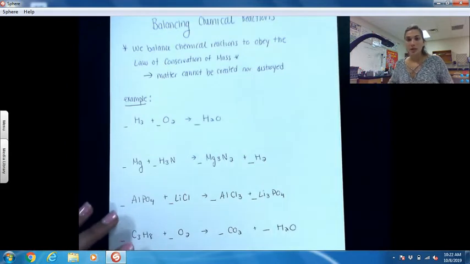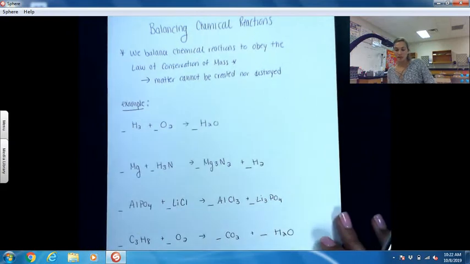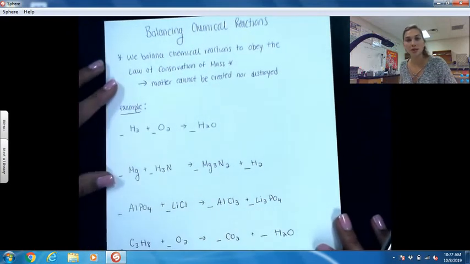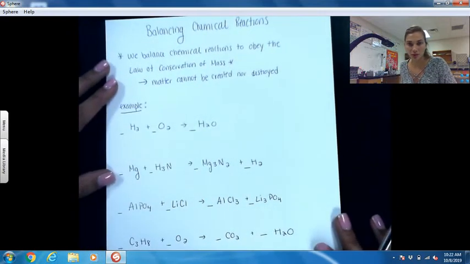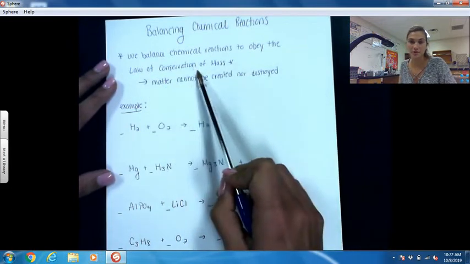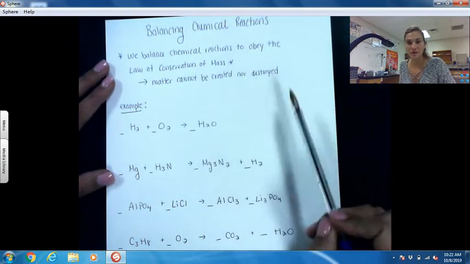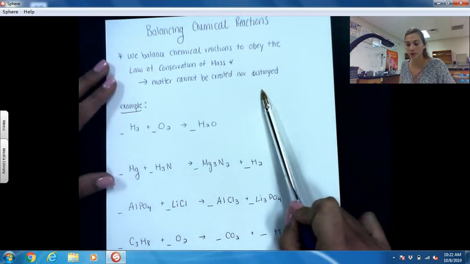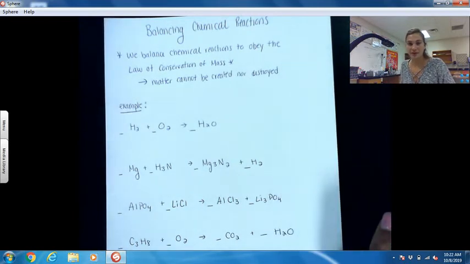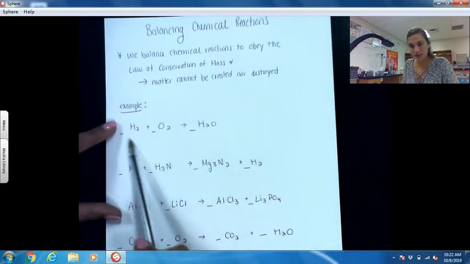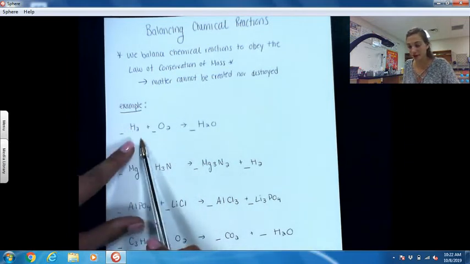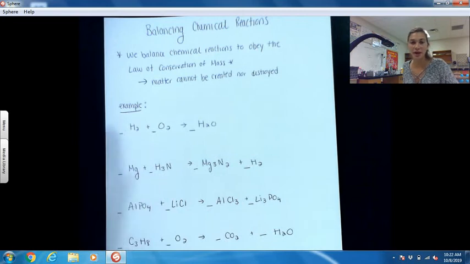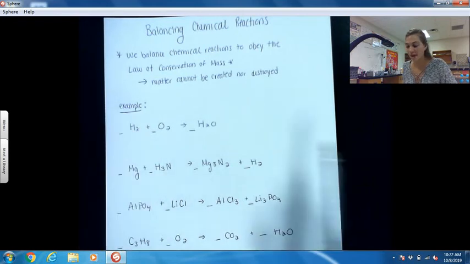Next that we're going to talk about is balancing chemical reactions. So in order to understand why we balance chemical reactions, we want to look at the law of conservation of mass. The law of conservation of mass tells us that matter cannot be created nor destroyed. So basically what that's telling us is if we start off with a certain number of each atom on our reactant side, we have to end with that same number on our product side.